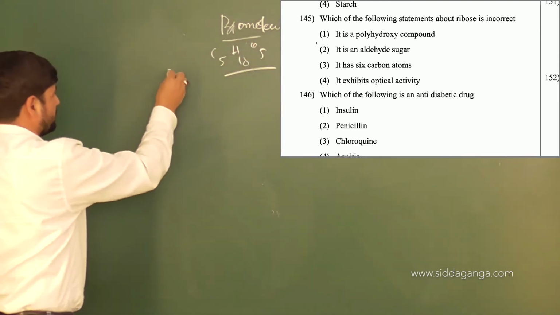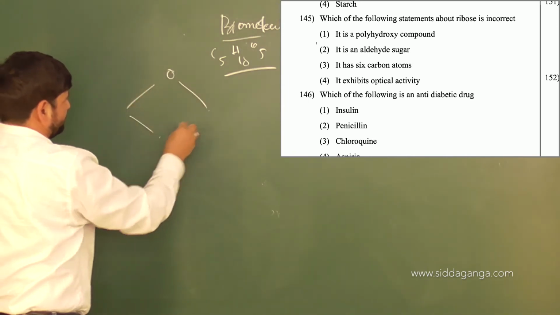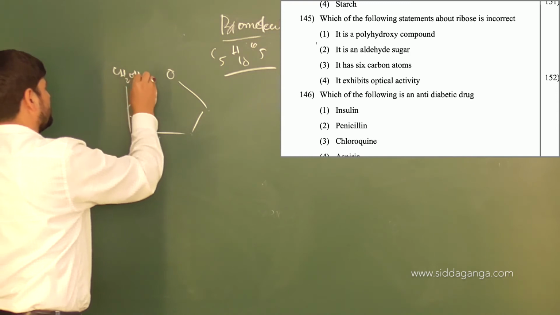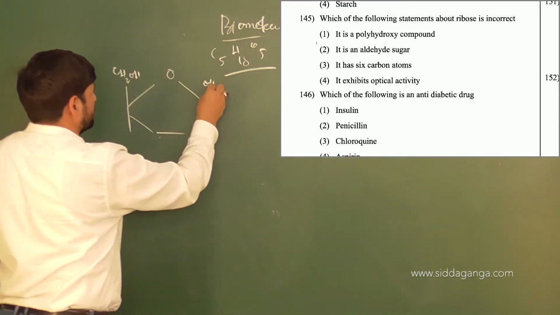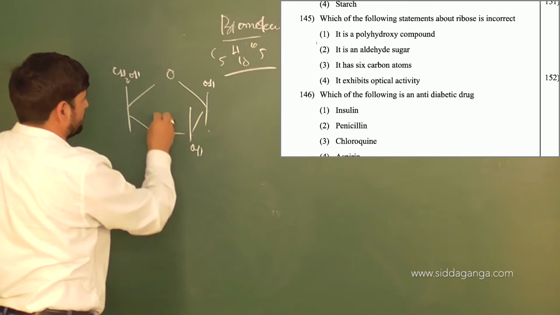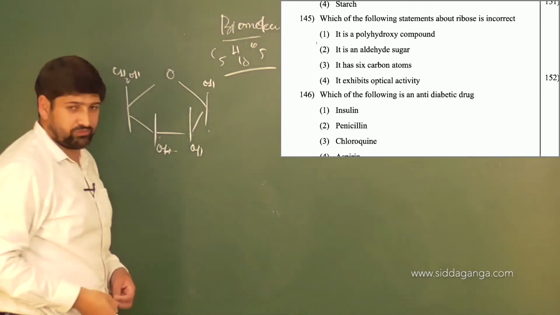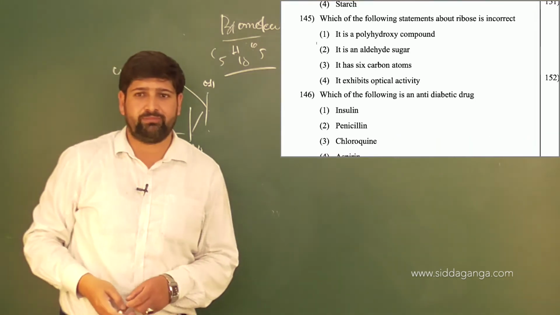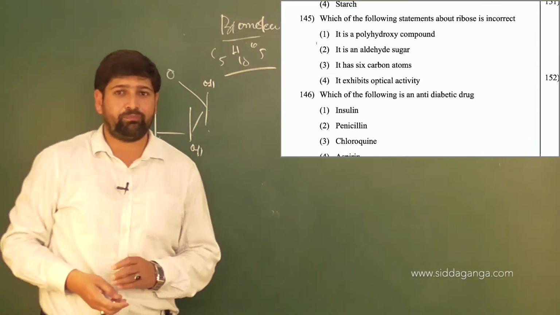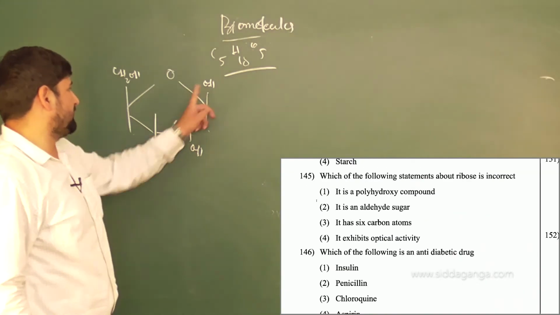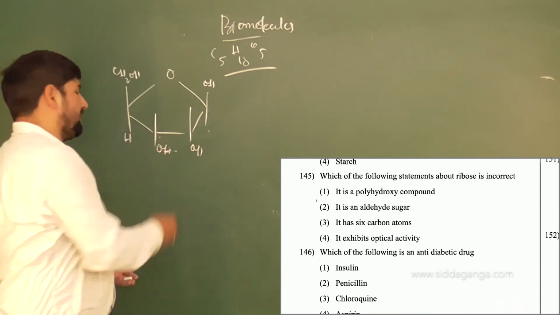Structure wise, how is the ribose? Here we have the CH2OH group, then here you have an OH group, here an OH group, here an OH group. So this is ribose. Formula C5H10O5. The question is, which of the following statements about ribose is incorrect? It's a polyhydroxy compound. Indeed correct. There are multiple OH groups present in this. So this is indeed a polyhydroxy compound.